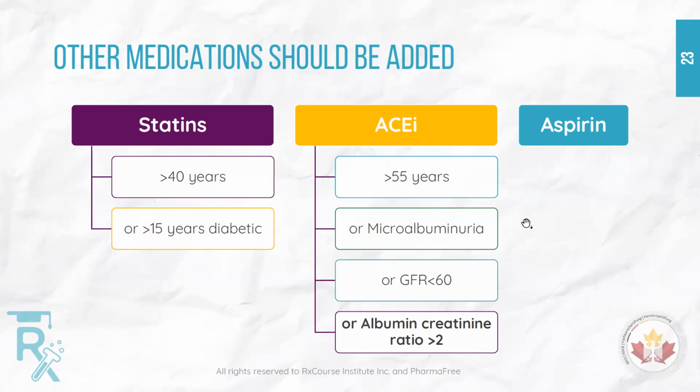So aspirin is not used as a primary prevention. However, it can be used as a secondary prevention. Okay, statins, ACE, aspirin.